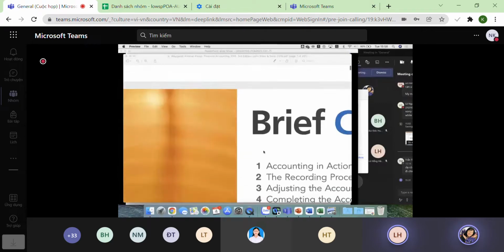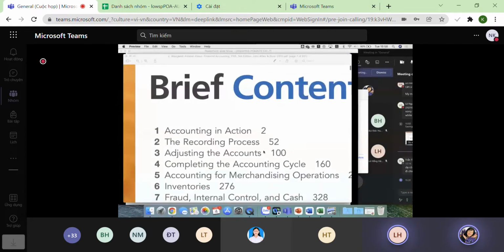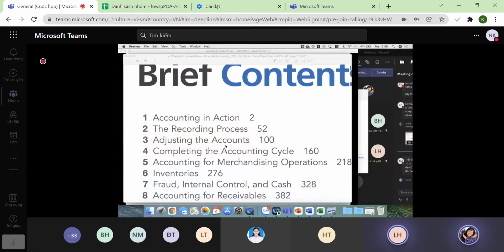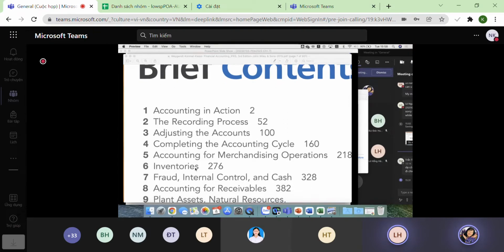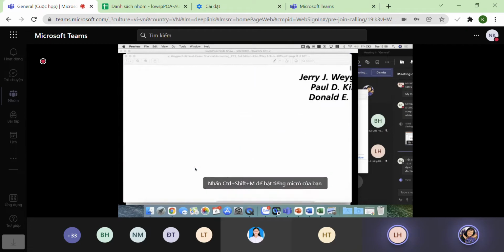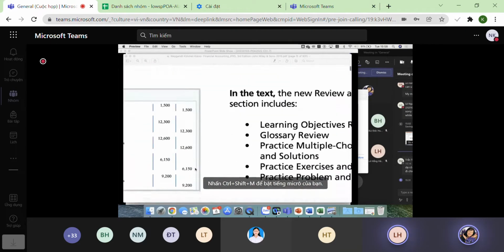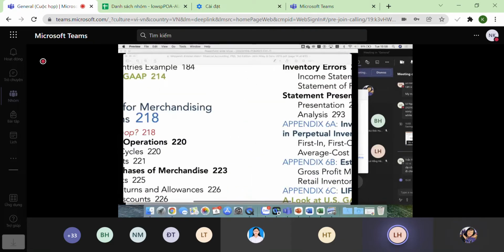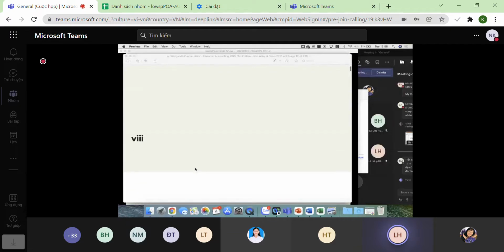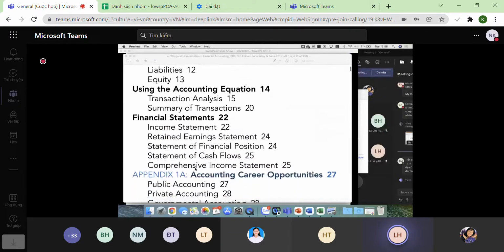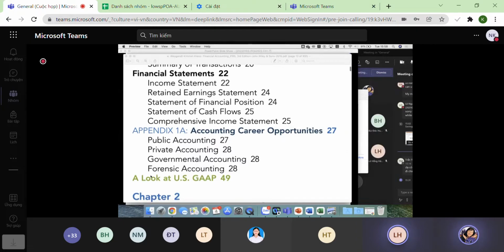Let's look at the brief content here. For our course, we use only the first 6 chapters of this book. And at the end of each chapter, we have a section, A Look at US GAAP.